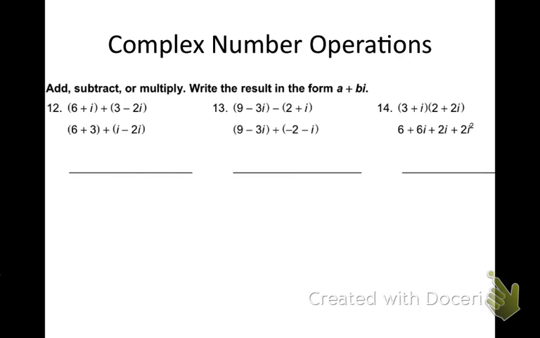So number 12 here. I have 6 plus i plus 3 minus 2i. And again, I'm adding here, so it's nothing more than combining like terms. As I look at it, I want to do 6 plus 3, which gets me 9. i plus a negative 2i really just gets me negative i. That simplifies to 9 minus i. And again, that's from 1i minus 2i. So 1 minus 2 is a negative 1.